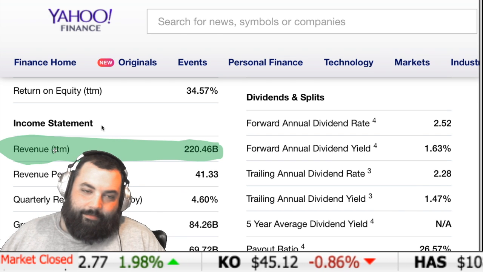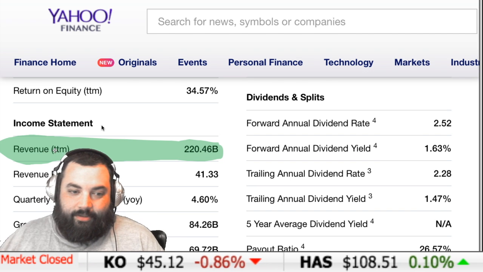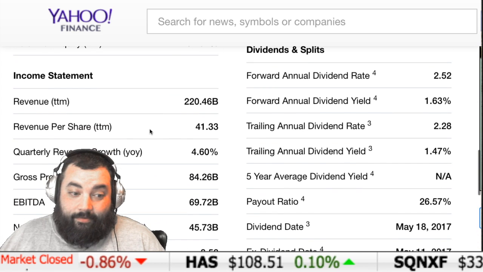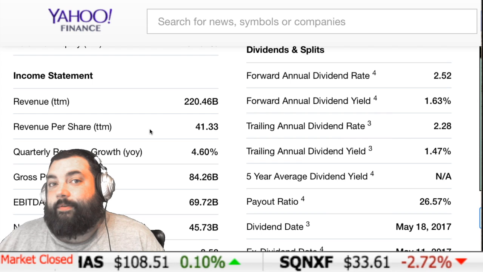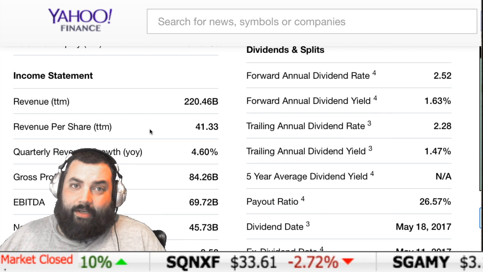So with an income statement, you've got to compare it to something. Just looking at it and saying, they did $220 billion in revenue. Okay, what were they supposed to do in revenue? What were they projecting to do in revenue? How much money did they make off of it?